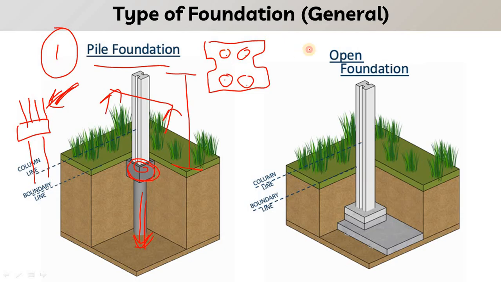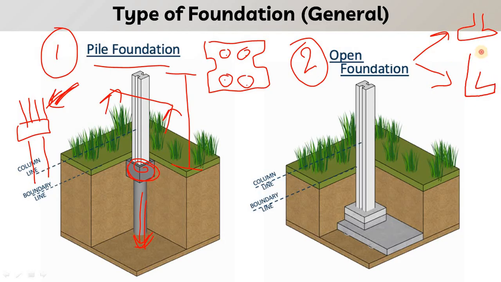Whereas if we come to the open foundation, this kind of foundation can be of two types. It can be eccentric footing, or it can be concentric footing. Concentric footing means the load will be distributed equally on both sides, whereas eccentric means the load will be at some distance.